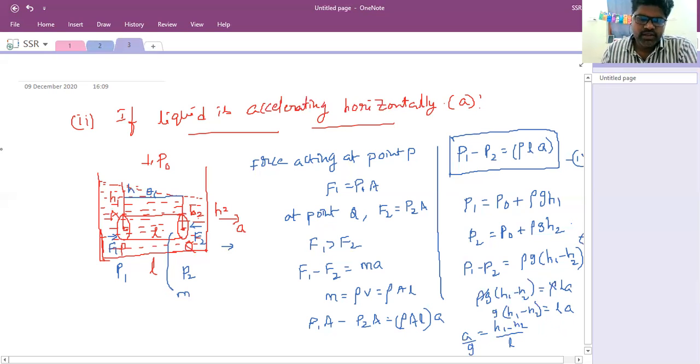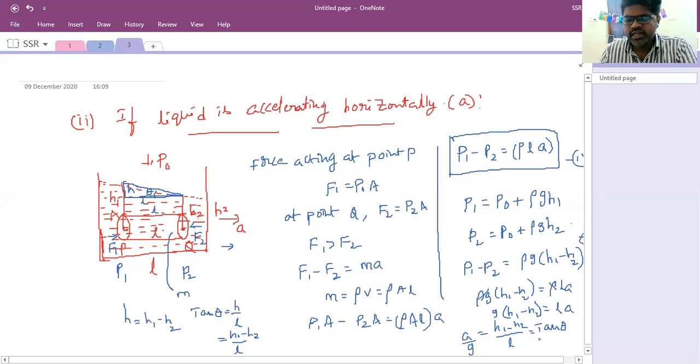So from this diagram, you have a theta here. This is the triangle you can see here. In this triangle, the opposite side is H, which you can say is H1 minus H2. The adjacent side is L, the length of the cylinder, and this is also L. Then from the right-angled triangle, tan theta is H by L, that is equal to H1 minus H2 by L. So from this you can substitute: H1 minus H2 by L is equal to tan theta. Therefore a by g is equal to tan theta.